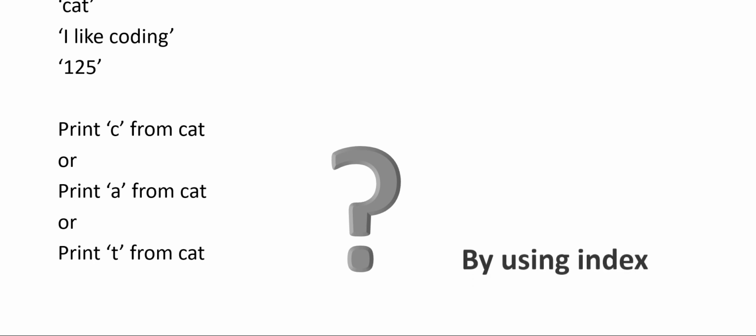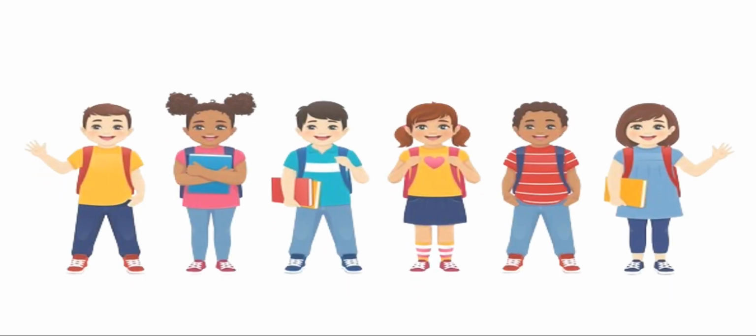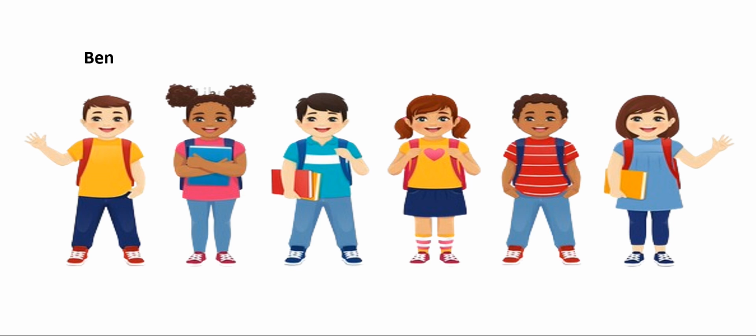By using index. So what is index? Let me give you an example. Let's suppose there is a school classroom with some students, and each has a name. As you observe, there are two Bens here, students with a similar name. If I have to call student Ben, how can the student understand which Ben is being called? Is there any other solution?